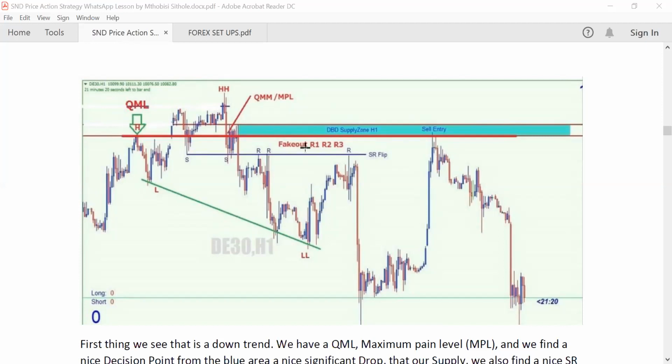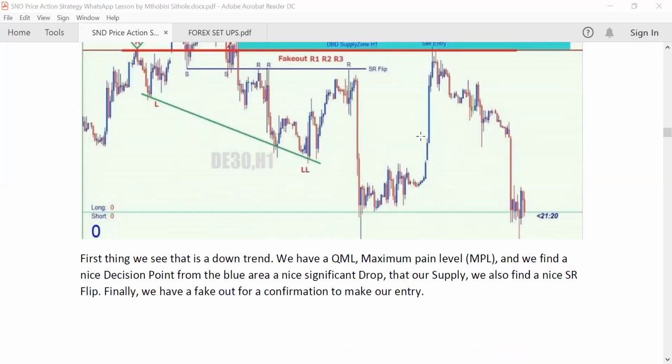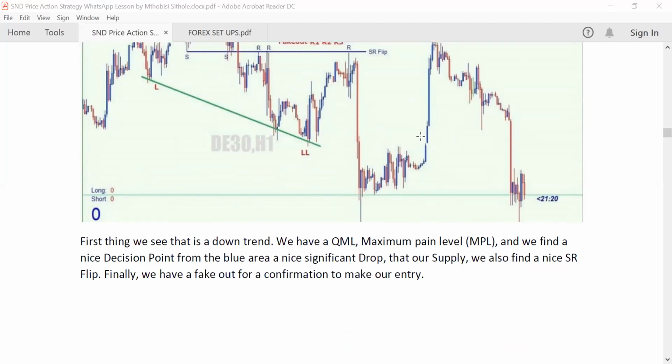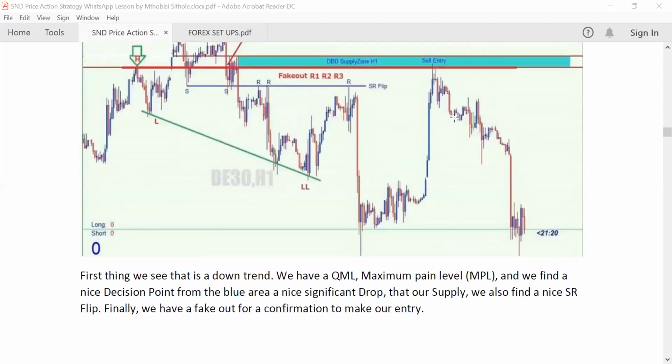If the fake out creates a new resistance, people will sell, and when they sell, obviously you'll see them hit their stop loss and the price drop just above their stop loss. I was right by selling, but because my stop loss was too tight, I lost. So obviously we find the SR flip and finally a fake out, and then obviously our entry, and that's our entry right there for a sell.